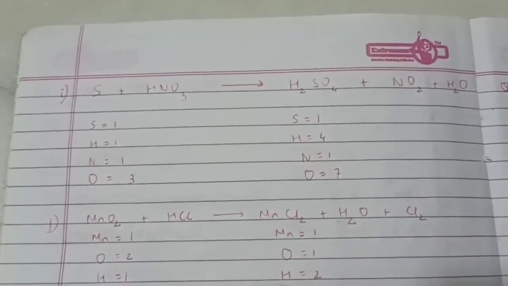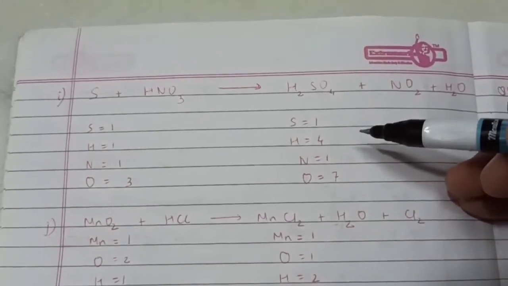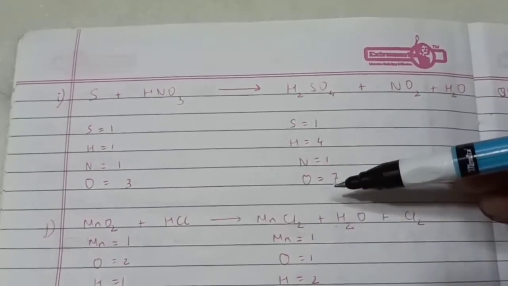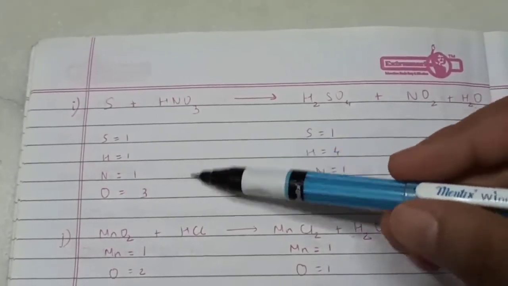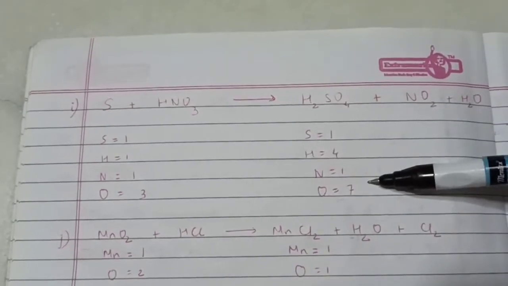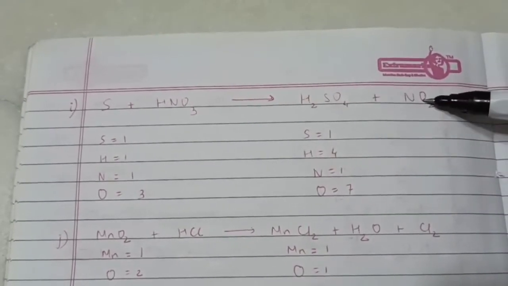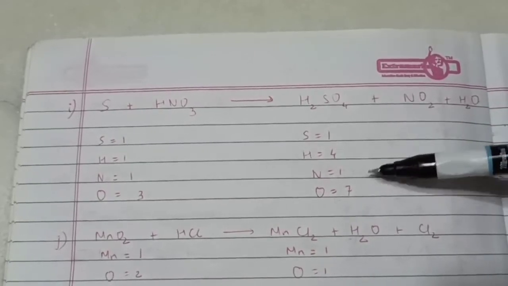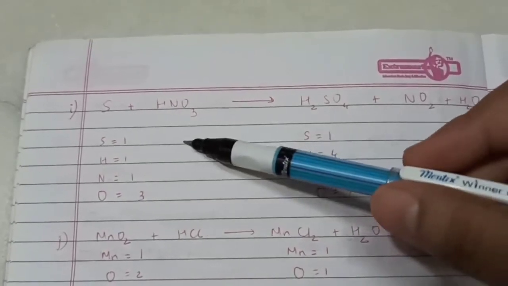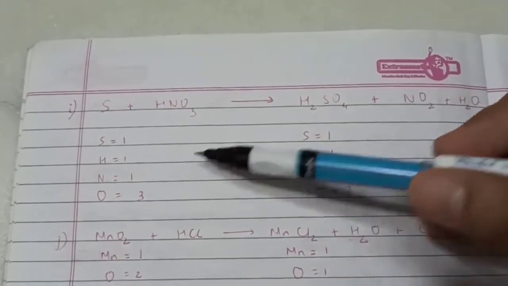Next, let's do the I question. It's an IMP one, so let's do it with the long cut method. This is how you should do all the sums. So first I've listed out the number of atoms of each element. Note how oxygen is 4 plus 2, 6 plus 1, 7. So I wrote 7 out here. So let's start. Sulfur 1 and 1 is fine, but hydrogen is just 1 and here we have 4.